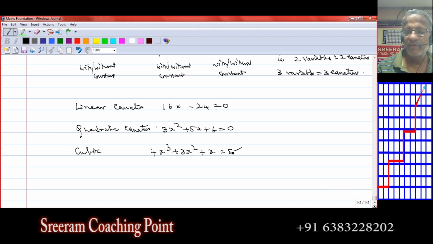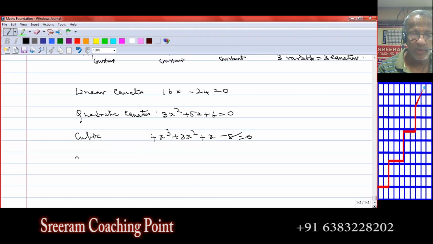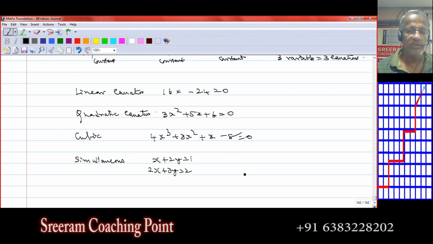So best is you can shift it to the left hand side and put on the other side a constant, equal to 0. Then simultaneous equations: x plus 2y equal to 1, 2x plus 3y equal to 2. So this is a simultaneous equation with two unknowns.